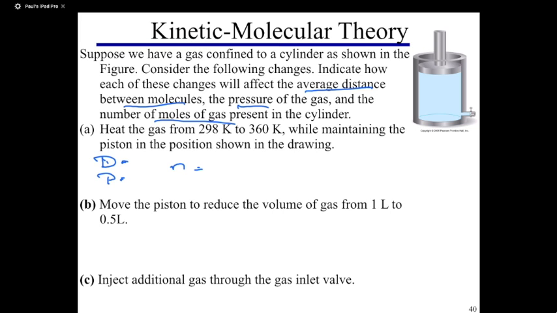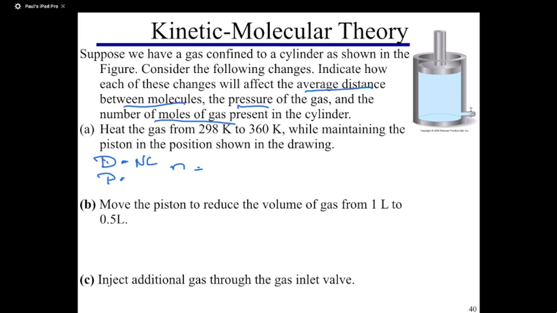If I heat the gas from 298 Kelvin to 360 Kelvin while maintaining the piston in its position, so it's the same volume, what happens to the distance between the molecules? Do they go up, do they go down, or is there no change? If you speed them up, the kinetic energy increases with the temperature. That's exactly true. What happens to the distance, on average, between the molecules, even though they're moving faster? Do they get bigger, smaller, or does it not change? It doesn't change. So no change.